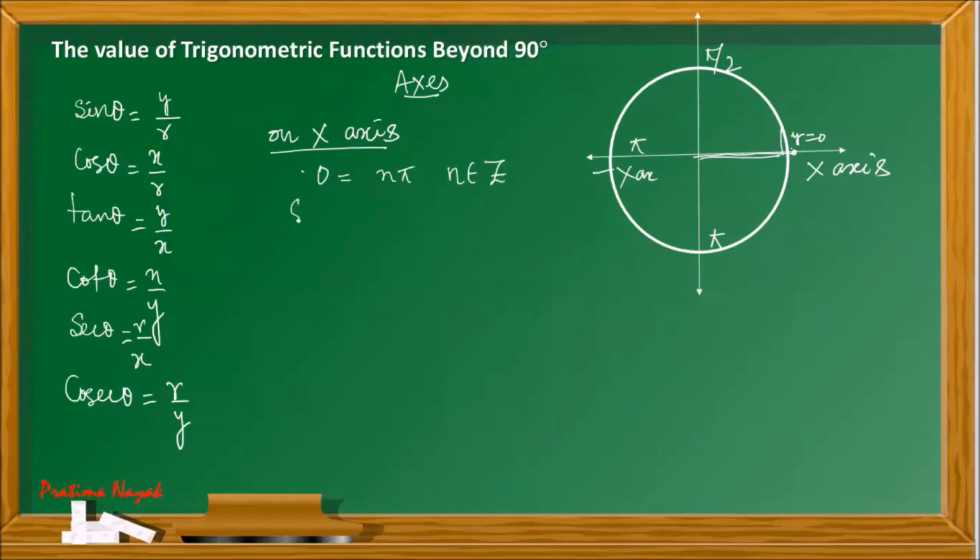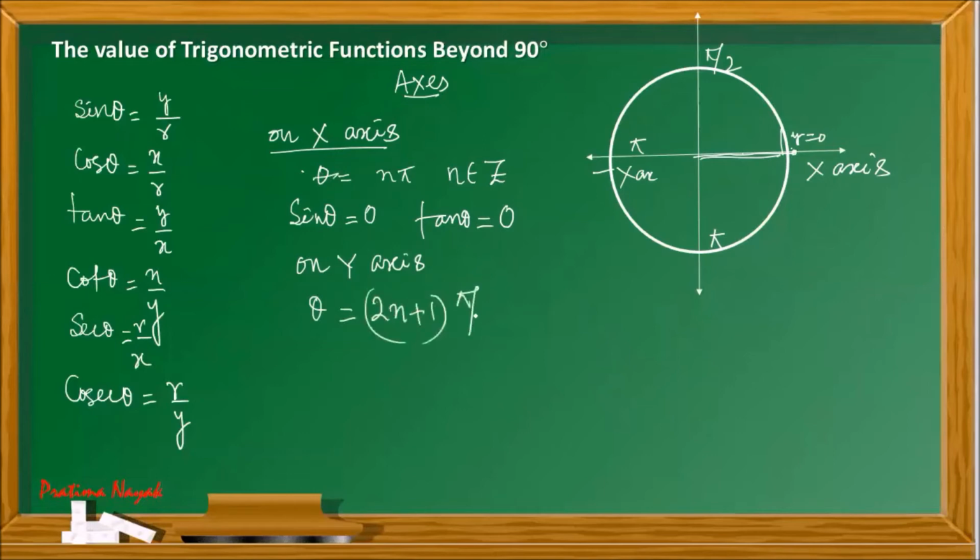You are getting sine theta is 0. When sine theta is 0, tan theta is also 0. And what about cosec theta? Cosec theta is never 0. Similarly, when the angle is on the y-axis, here theta is equal to n pi, there theta is equal to (2n plus 1) pi by 2. When it is an odd multiple of pi by 2, cos theta is 0 and cot theta is 0.